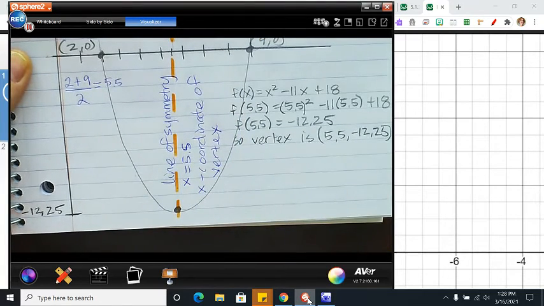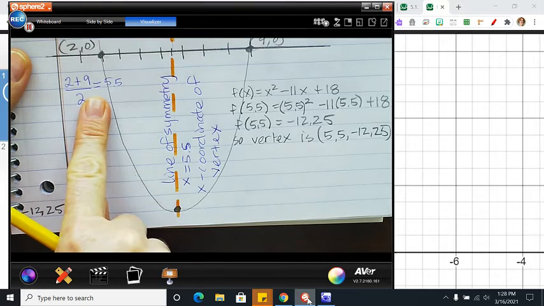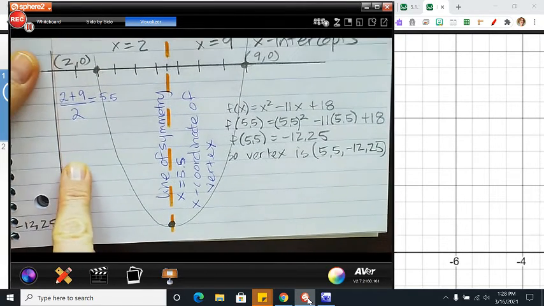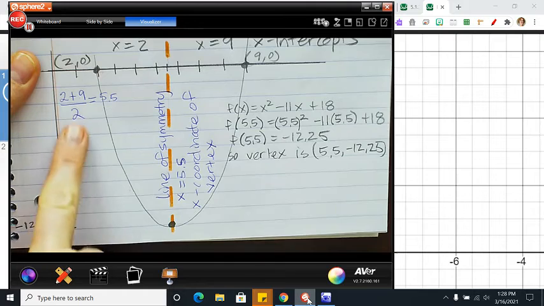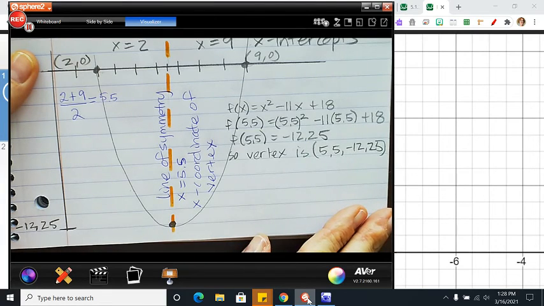And there's my parabola. Okay, a lot of people kind of get a little burnt out at this point, so if you need to rewind and take this a little bit more slowly, this is a 100-point assignment. It's going to be worth it to get it correct.